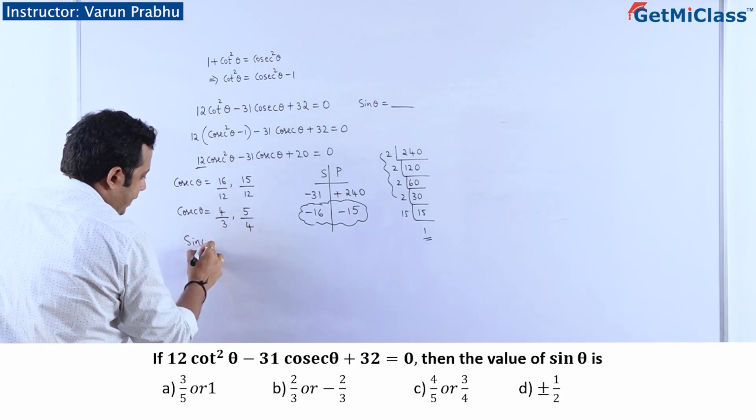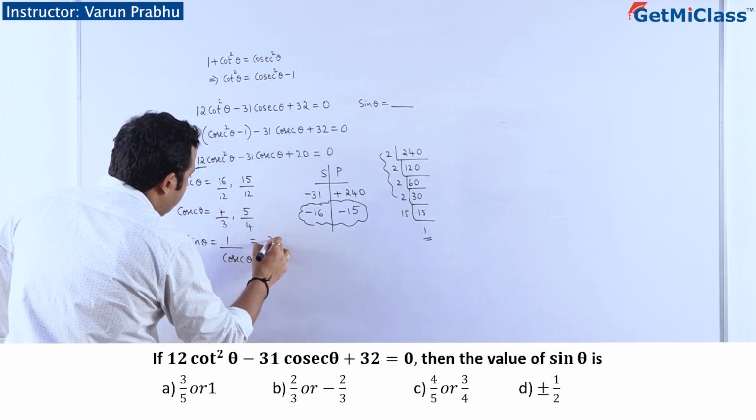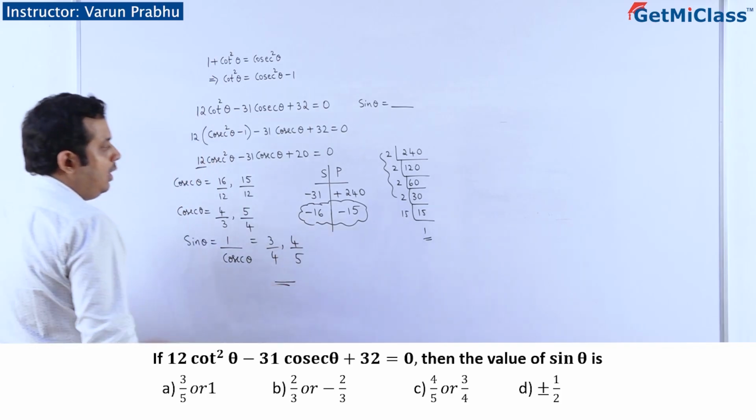Therefore, the value of sine theta is the reciprocal, right? 1 divided by cosecant theta. So your answer to the question will be 3 divided by 4 or 4 divided by 5. This will be the answer to the question.